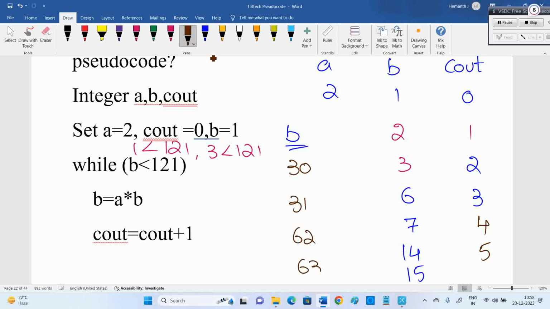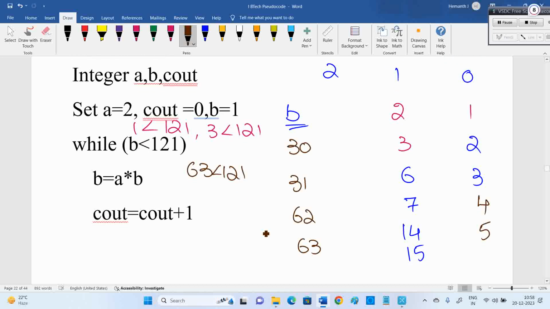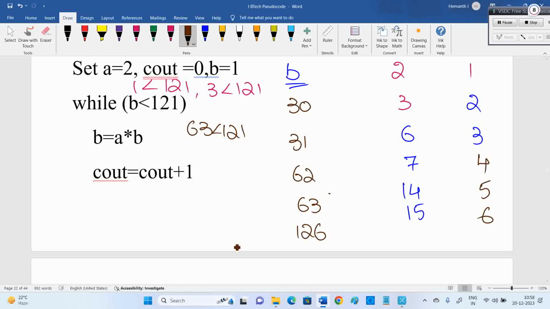This is 63. Now, 63 less than 121. Yes, still we can enter into that loop. Now, 63 double is 126. C out will become 6. Then B will become 127. Now 127 less than 121. No, fail. So you have to stop the process.